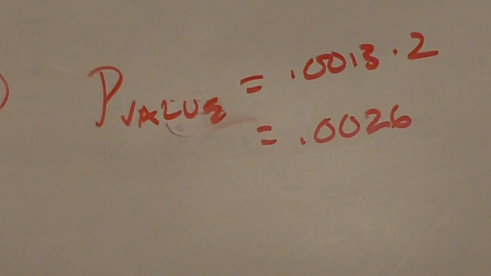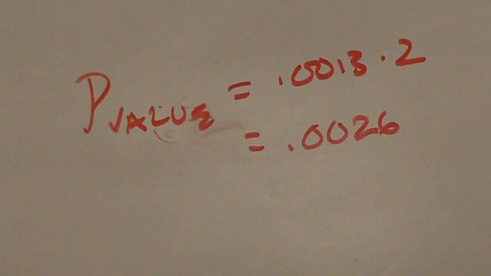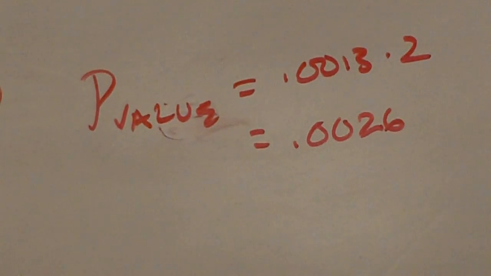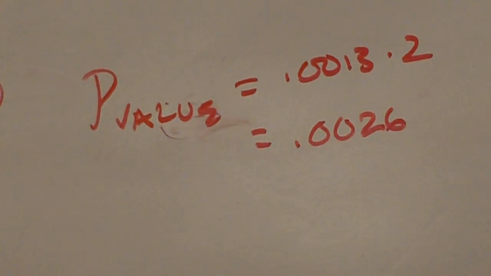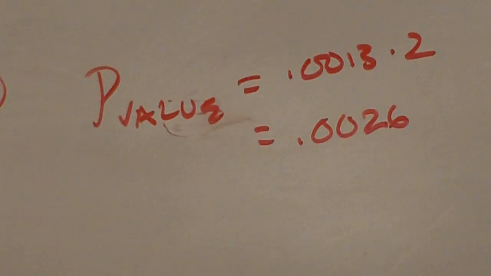So as long as alpha is greater than that, I reject. If alpha is less than that, I do not reject. But alpha is 0.01, so it's greater. If alpha is less than the p-value, we do not reject. If alpha is greater than the p-value, we do reject.